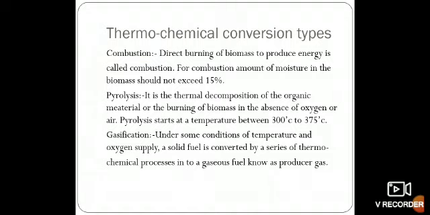Thermochemical conversion types. First one is combustion. Direct burning of biomass to produce energy is called combustion. For combustion, the moisture content should be less than 15%. Pyrolysis is the thermal decomposition of the organic material, or the burning of biomass in the absence of oxygen or air. Pyrolysis takes place at a temperature between 300 degrees centigrade and 375 degrees centigrade. Gasification: under some conditions of temperature and oxygen supply, a solid fuel is converted by a series of thermochemical processes into a gaseous fuel known as producer gas.